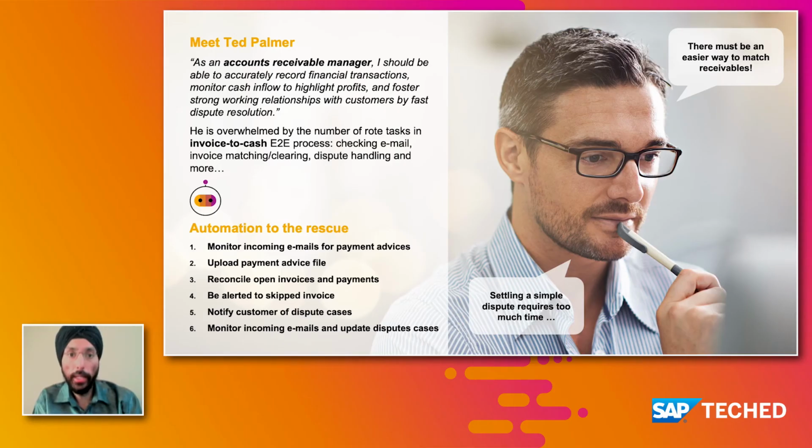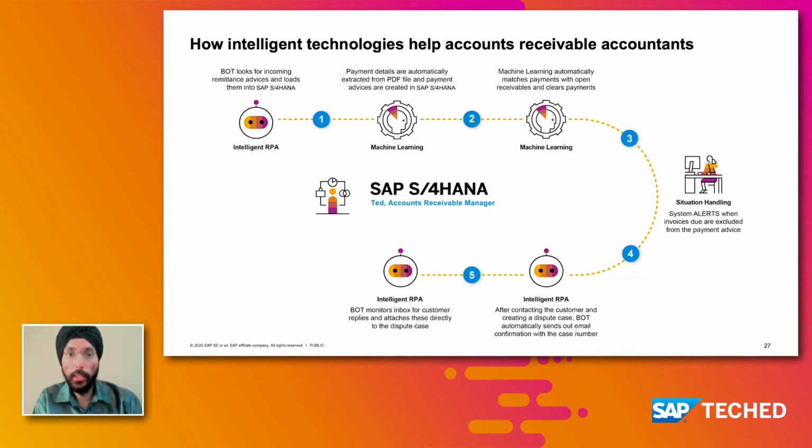In their daily activities, which come into the invoice-to-cash process, they have to go through a number of tasks: monitoring the incoming emails for the payment invoices, uploading the payment invoice files, reconciling the open invoices and payments, then alerting if there are any skipped invoices in the documents that we receive from customers, then notifying the customers of the dispute cases, monitoring the incoming emails and updating dispute cases. Let's take a look at how intelligent technology helps accounts receivable managers in doing all these tasks.